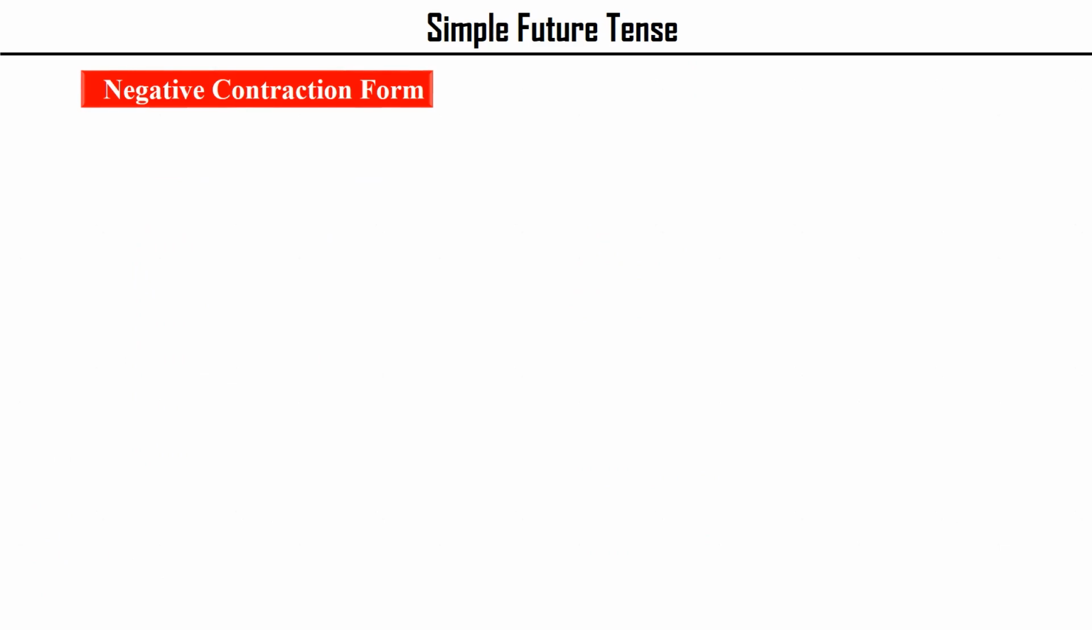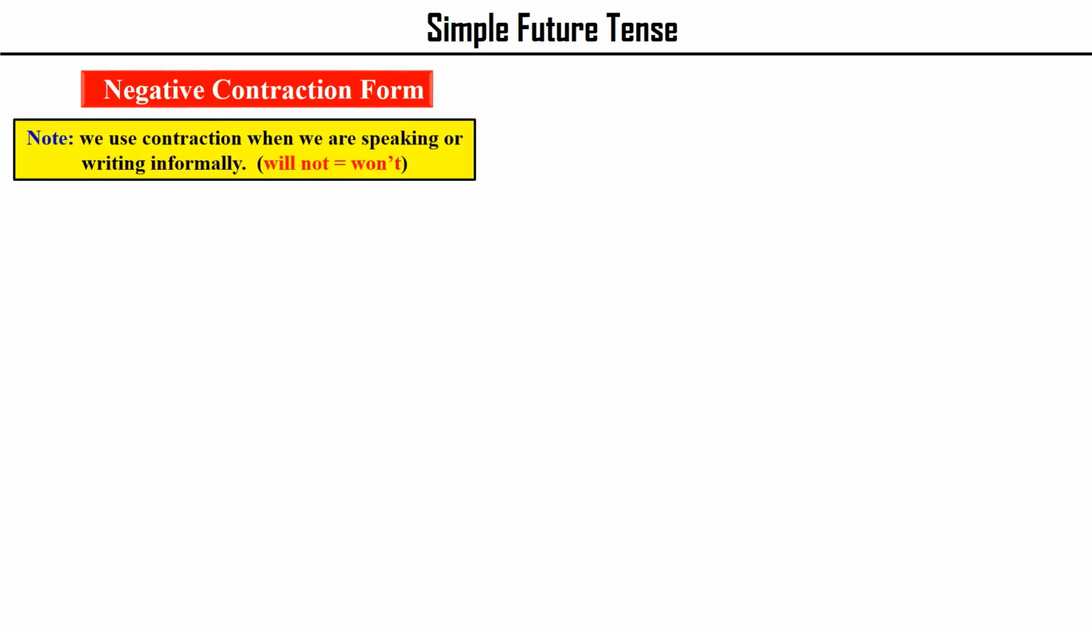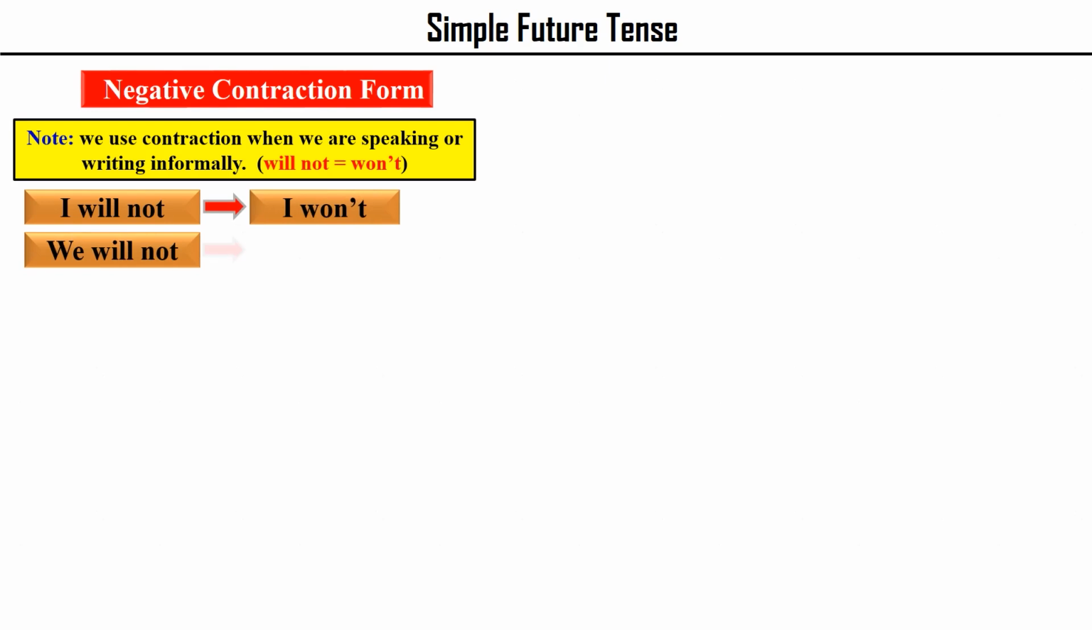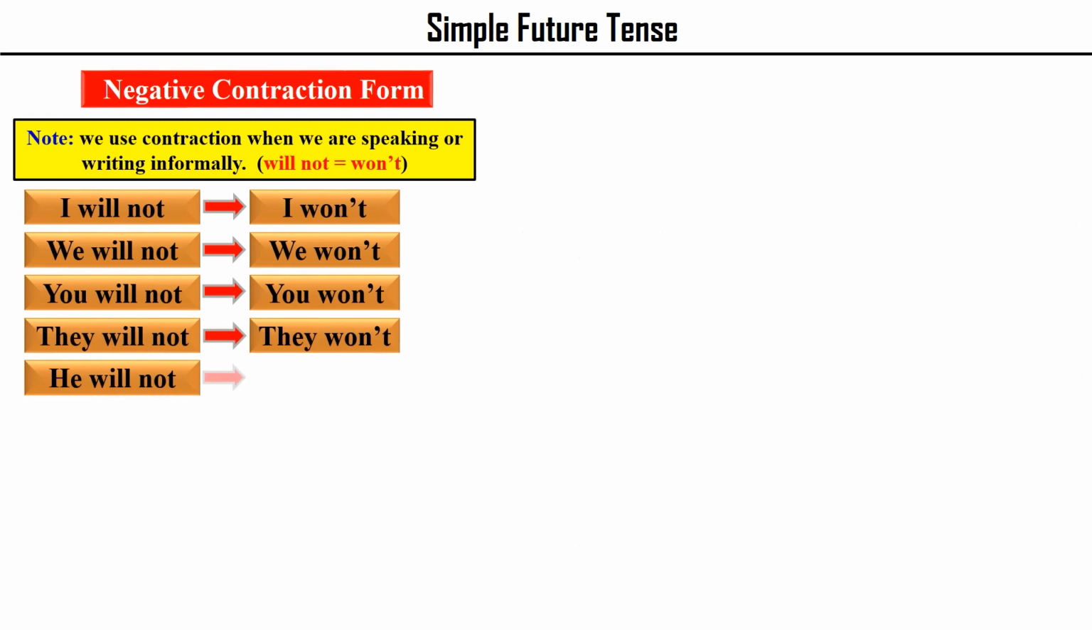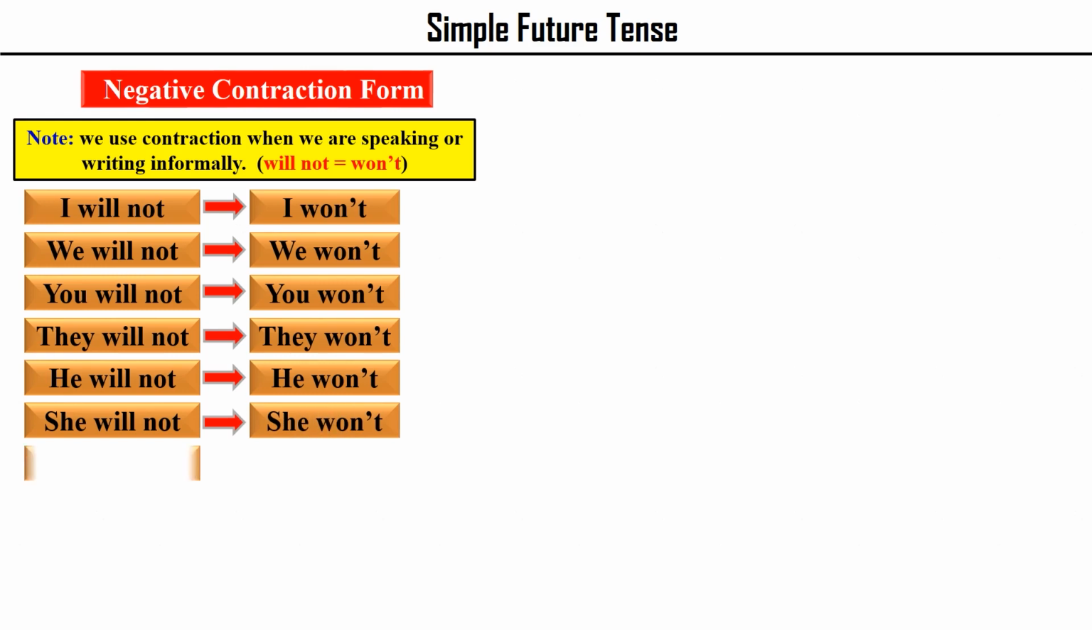Negative contraction form. Note, we use contraction when we are speaking or writing informally. Will not becomes won't. Now we contract will with the negative adverb not. For example, I will not becomes I won't. We will not becomes we won't. You will not becomes you won't. They will not becomes they won't. He will not becomes he won't. She will not becomes she won't. It will not becomes it won't.